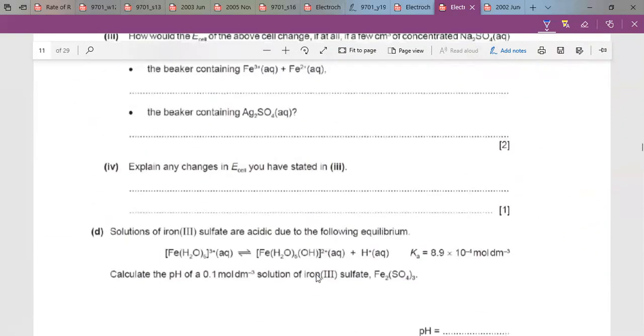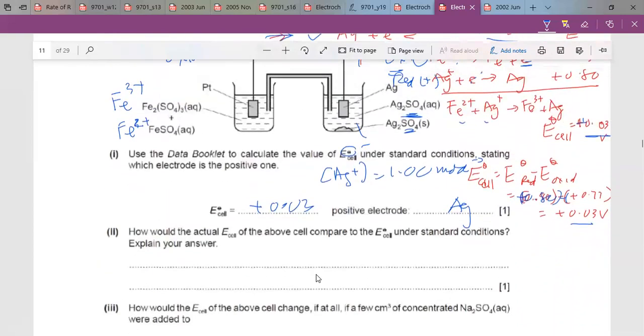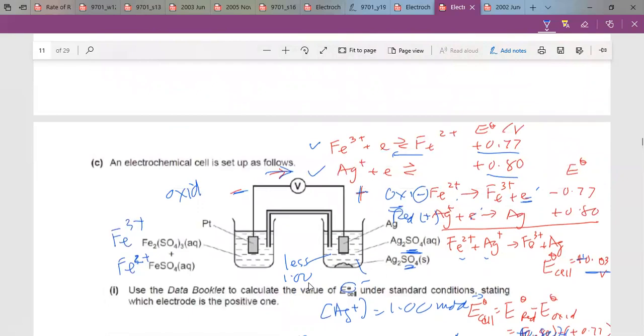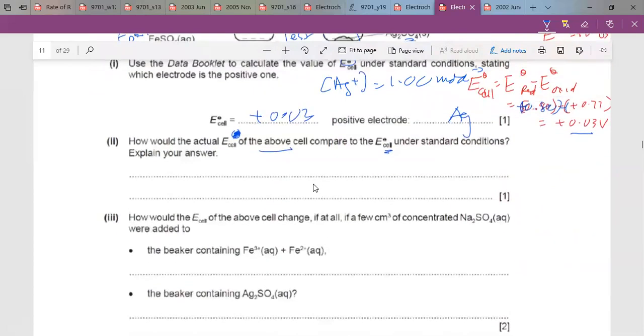All right, now here is the Le Chatelier's principle stuff again. How would the actual E cell change? Notice there is no more above compared to this one here as a question. That means the actual silver concentration of the above cell, this one here, is less than what? Less than 1.00, obviously. Now remember this one here: Ag+, E naught is plus 0.80, for 1.00 molar. So if it's less than this, say 1 times 10 to the power of minus 2.